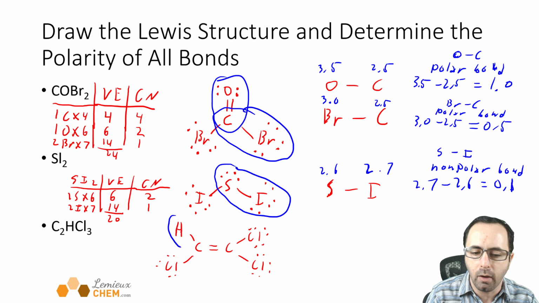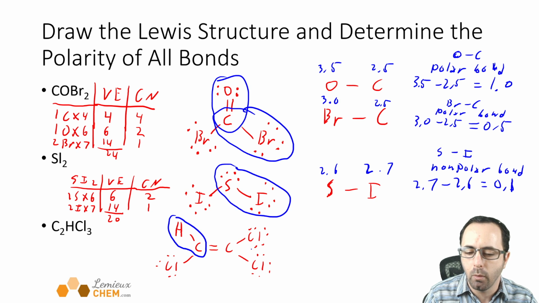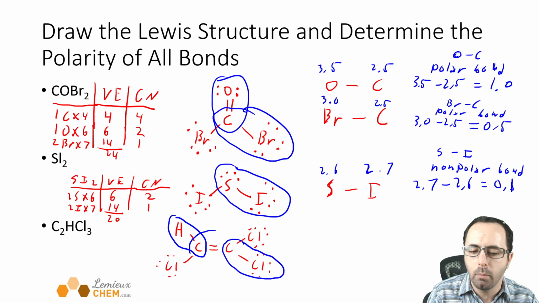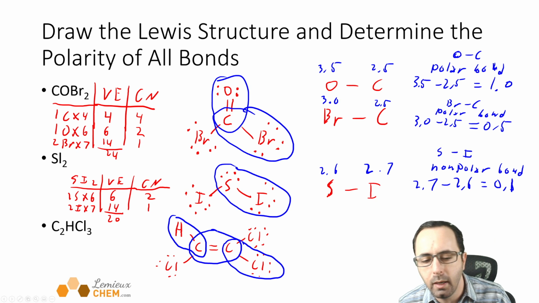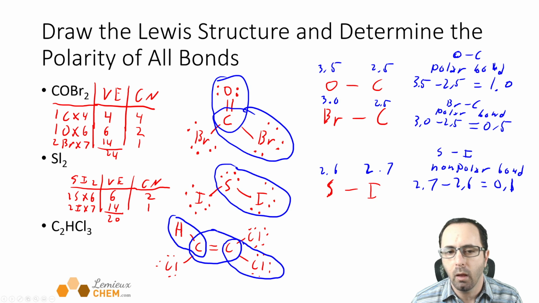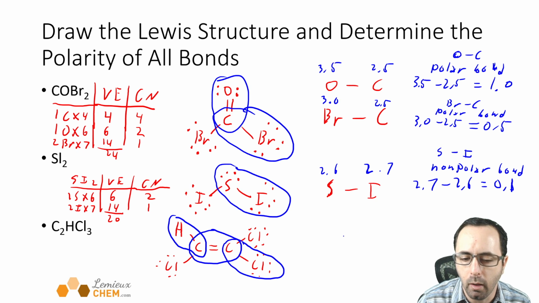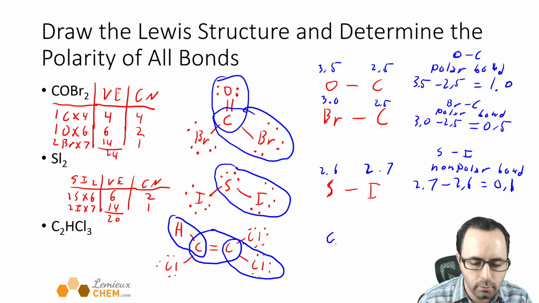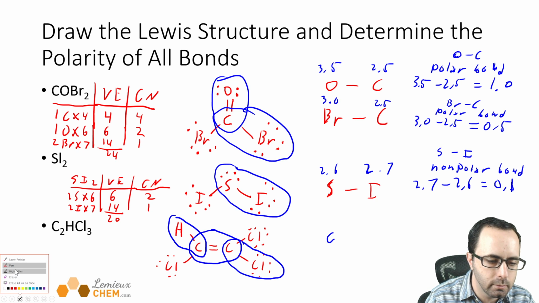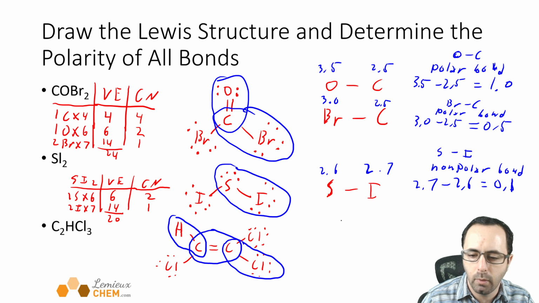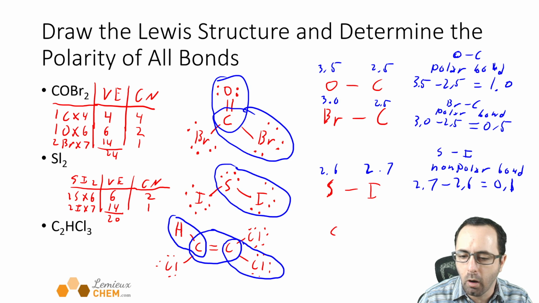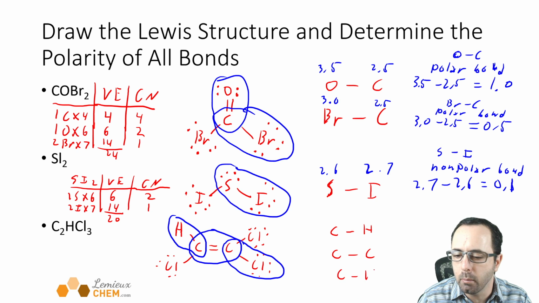But in this molecule, we have a carbon bonded to a hydrogen. We have a carbon bonded to a chlorine 3 times. And we also have carbon bonded to carbon. So there are 3 different types of bonds. And we want to know for each of these 3 types of bonds, are they polar or not? We have a carbon to hydrogen bond, a carbon to carbon bond, and 3 carbon to chlorine bonds.